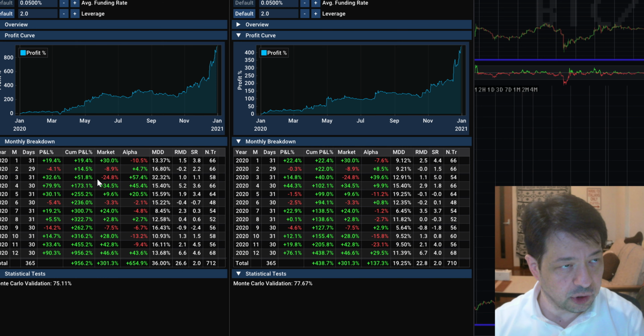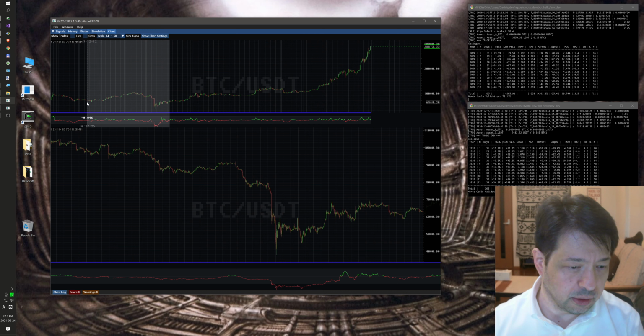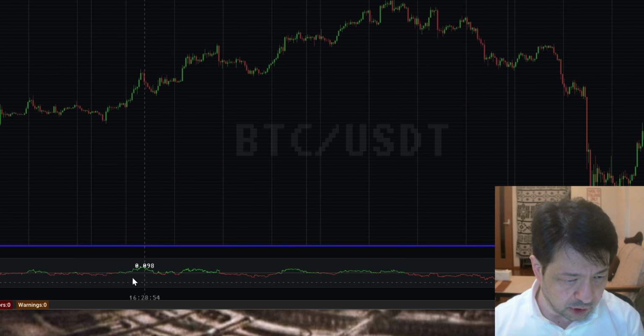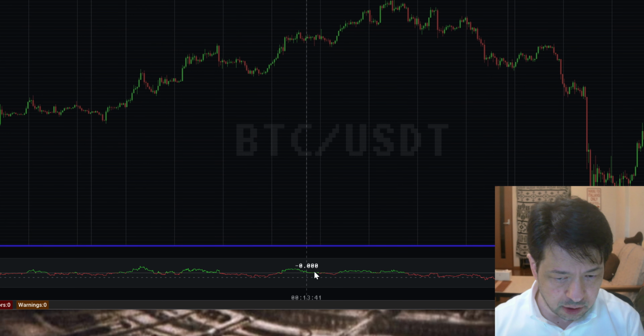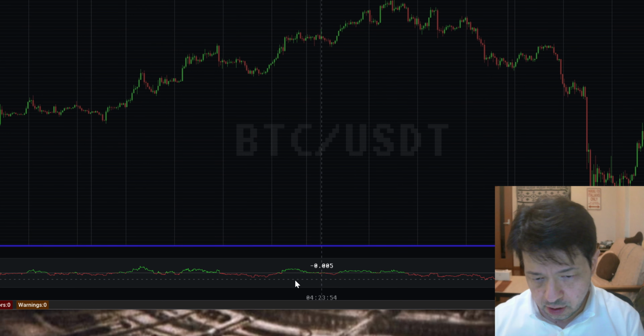So if we see again the year 2020, here we have this green and red coloring. It's the graphic display for the indicator that shows when you consider a certain market period to be positive, and a period when to increase the trade size.